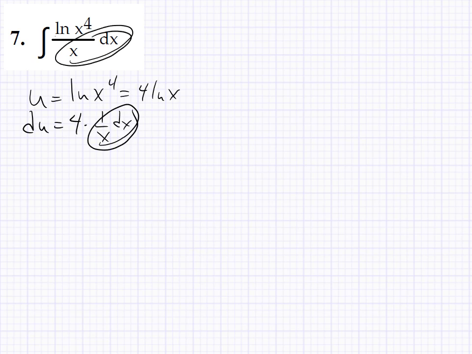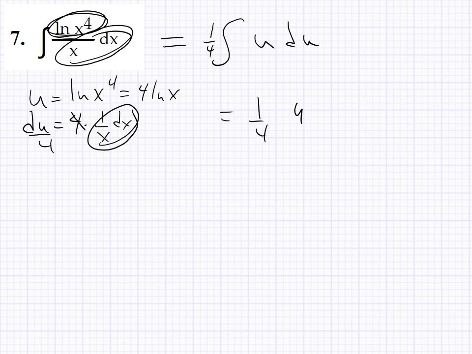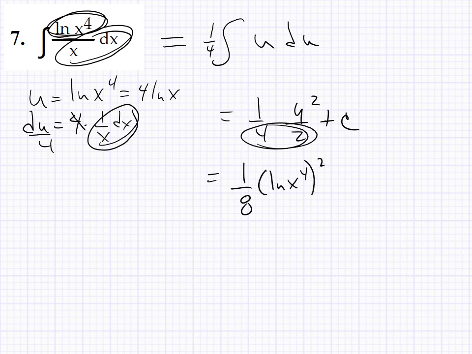Again, 1 over x dx is dx over x. I have a dx over x. That's the u I just used. So this one turns into u du over 4, because this 4 is going to divide. And so I'm going to get 1/4 u squared over 2 plus c. Well, the 1/4 and the 1/2 is going to give me 1/8. U was log of x to the fourth, squared, plus c.